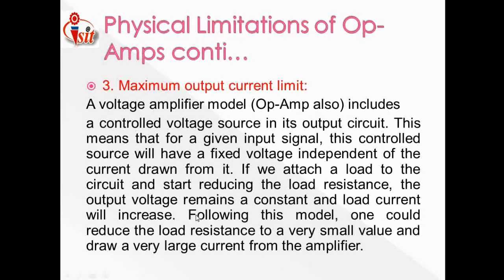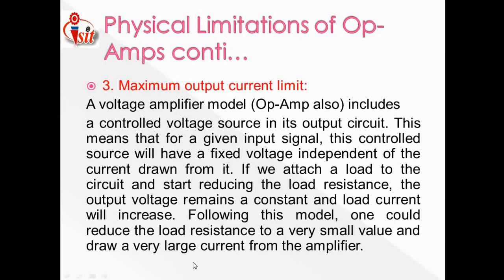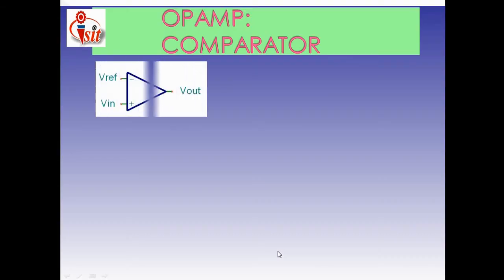That means the load current will go on increasing stage by stage. Then following this model, one could reduce the load resistance to a very small value and draw a very large current for the amplifier. Along with this, the op-amp comparator plays a very important role in the linear application of the op-amp. Here is a symbol related to the op-amp.